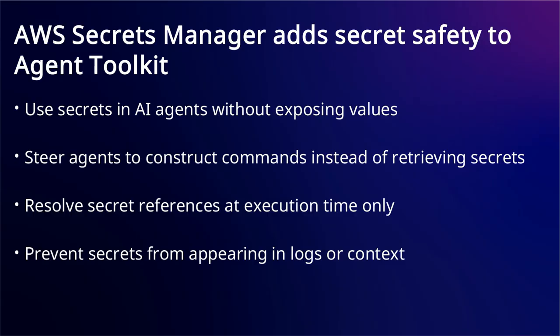The skill steers agents to construct commands instead of retrieving secrets, prompting you to clarify intent when needed. Secret references are then resolved at execution time only in a separate child process outside the agent. This prevents secrets from appearing in logs or context windows while maintaining your workflow. The skill works with Claude Code, Codex, and Cursor in all AWS regions where Secrets Manager is available.